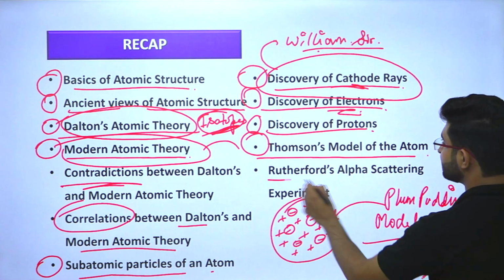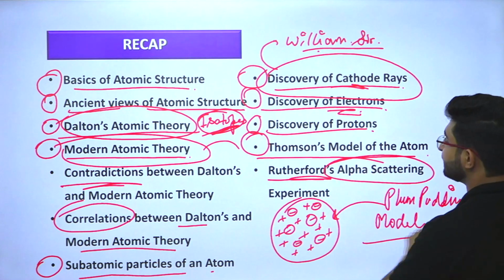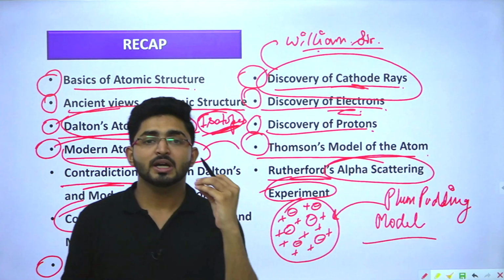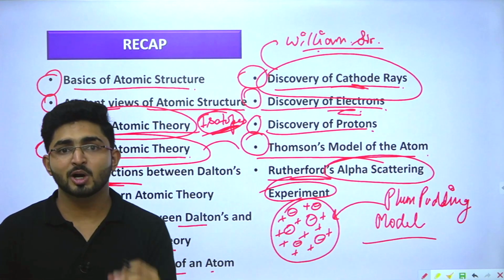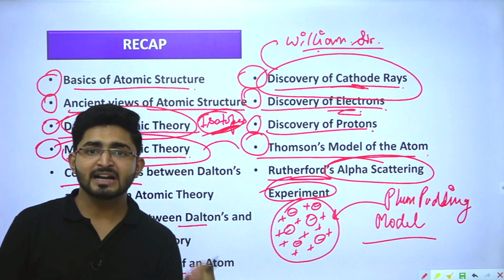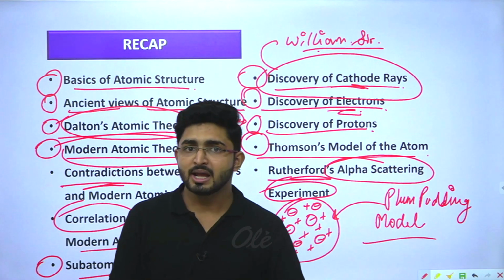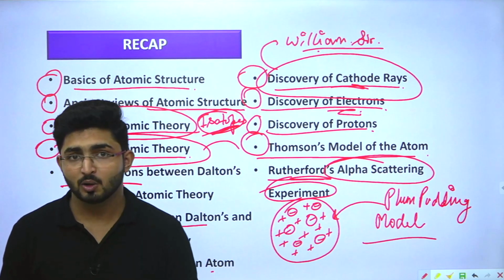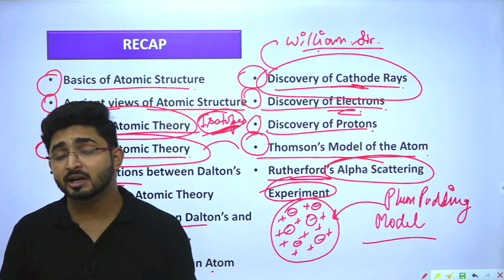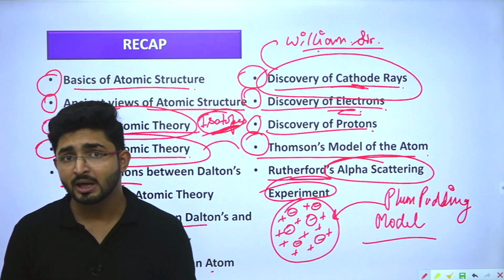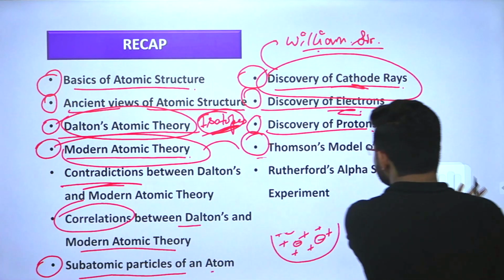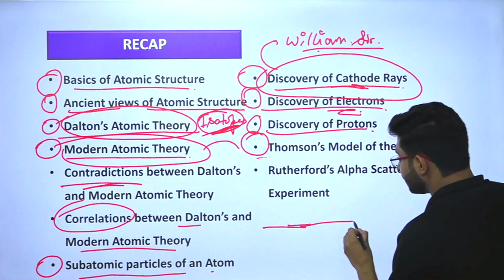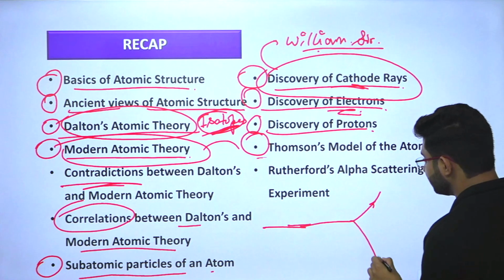Afterwards, Rutherford came and gave the alpha scattering experiment. In this experiment, we have studied that he used an alpha particle source, that was radium or lead, and from that source the alpha particles were emitted, and then they bombarded on a thin gold foil. He bombarded the alpha particles on the foil of gold, and then he observed what? He observed that some particles were deflected with some angle.